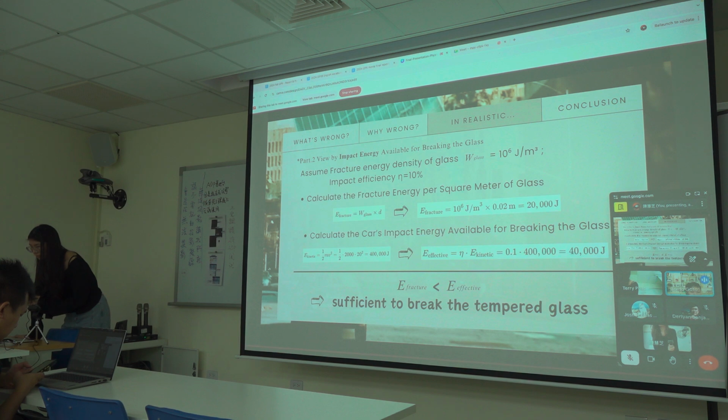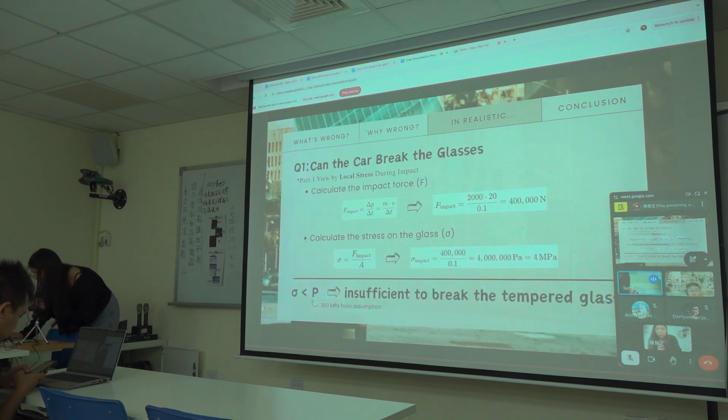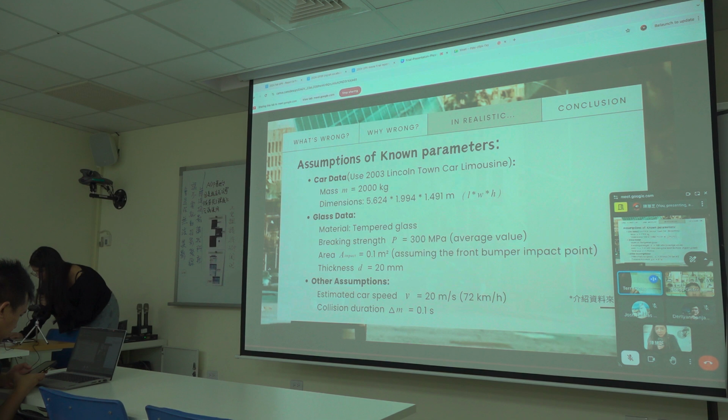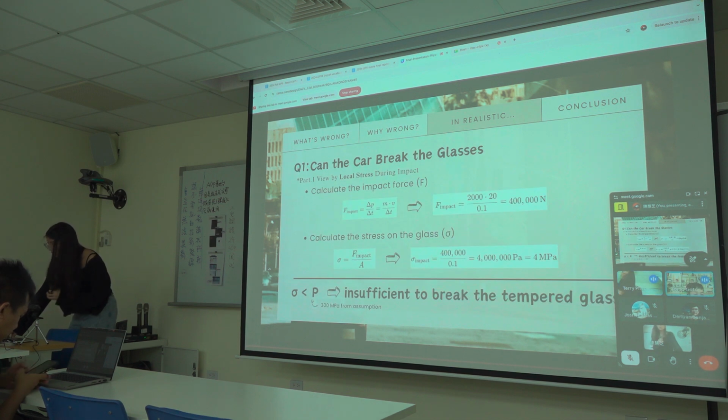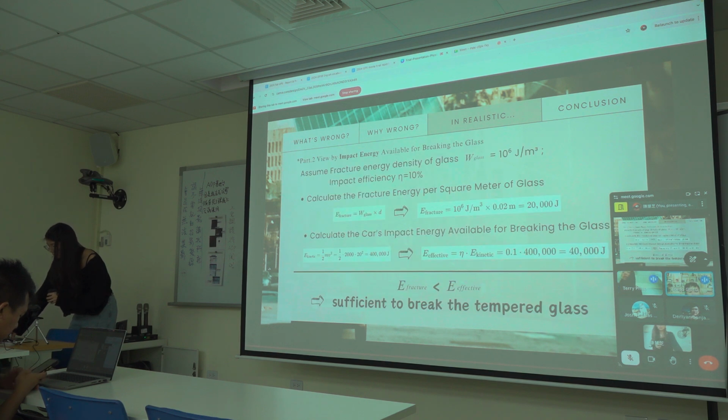What's the velocity of the car, are you sure? The velocity of the Lincoln. Oh, I use 20 meters per second. Okay. I think this is wrong. A Lincoln can usually break the glass, even tempered glass. In your report, can you check whether these numbers in your computation are correct or not?